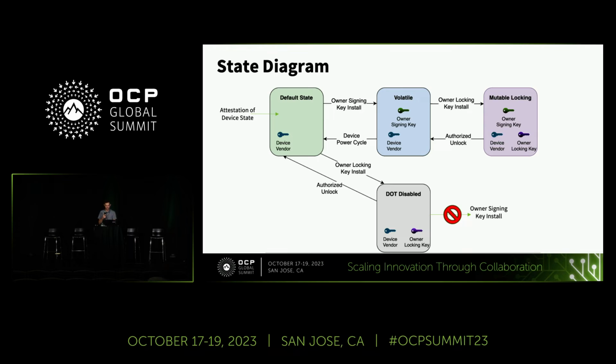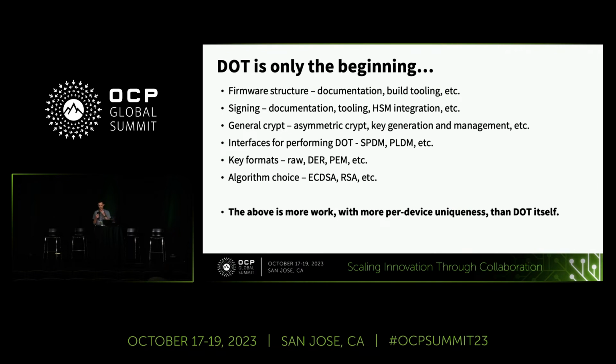So with all of that said, I'd like to spend a couple minutes talking about how, even though I just spent a bunch of time talking about DOT archetypes, I think that DOT is really only the beginning. And the reason I say that is because of all the supporting pieces that are required for ownership transfer, the things that sound easy but start to add up, right? Like firmware structure. Firmware structure is not common across all device types. We all know that, right?